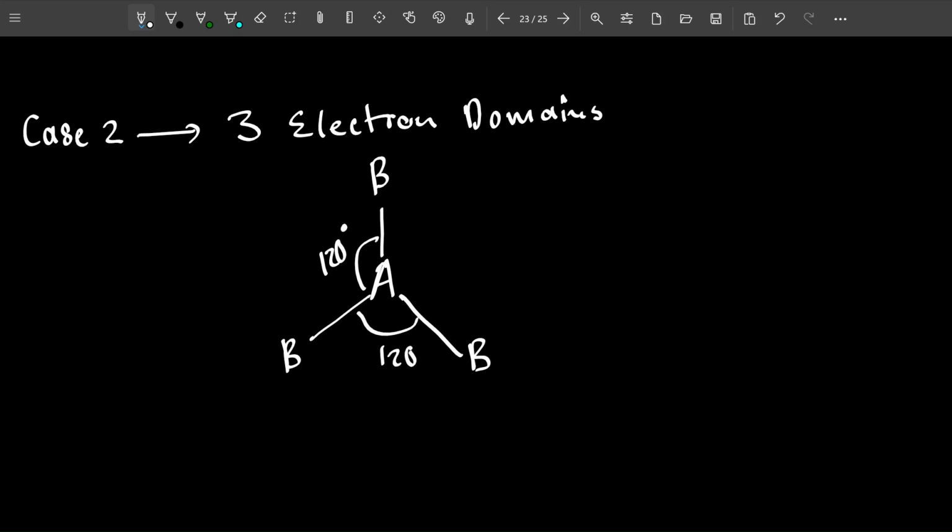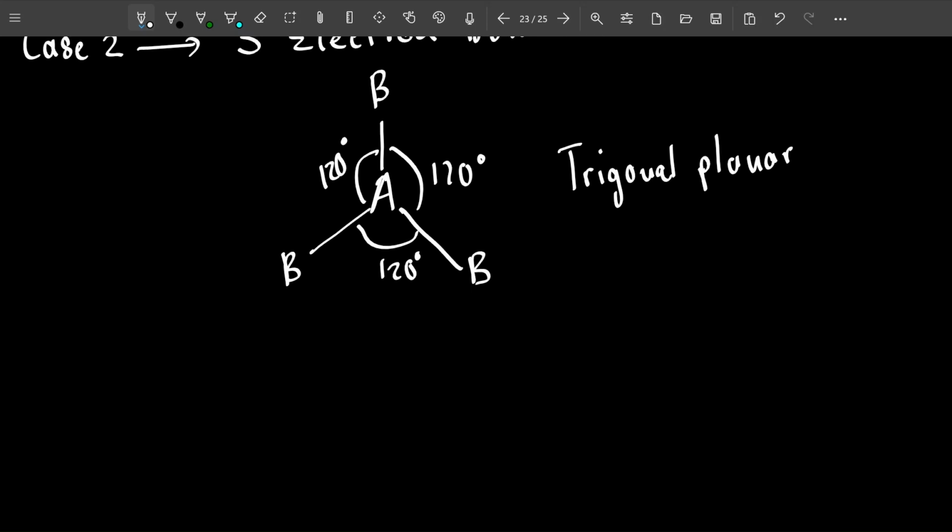So for 3, it's still easy. 120, 120 degrees. And we call that trigonal. Trigonal is from triangle. Trigonal planar. Planar means it's in one plane. A triangle in one plane, right? These are the angles that these bonds would take to be as far away from each other as possible. 3 atoms, right? Trigonal planar.